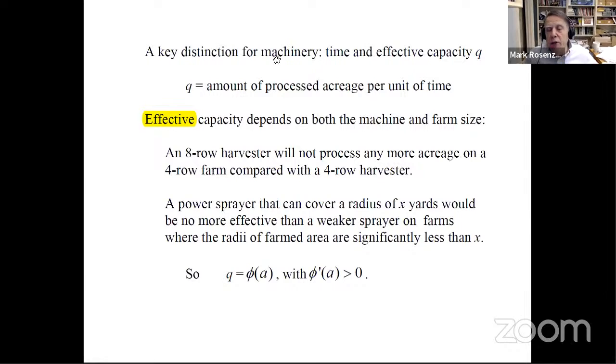So a key distinction for machinery is the distinction between the time the machine is used, the tractor, the thresher, the sprayer, et cetera, and effective capacity.